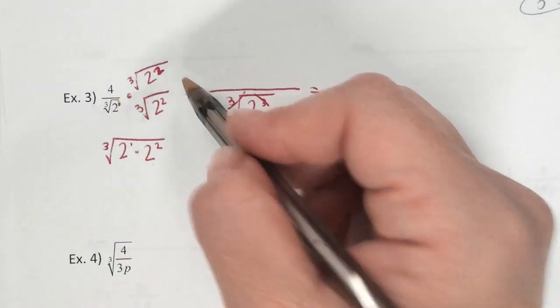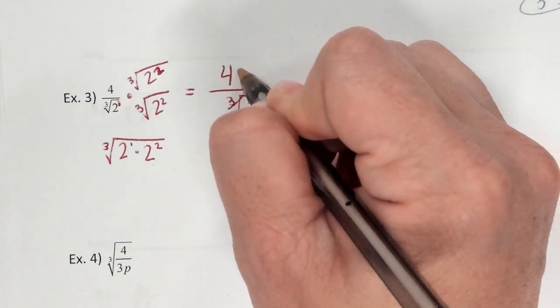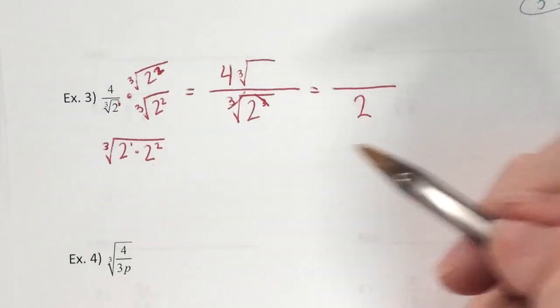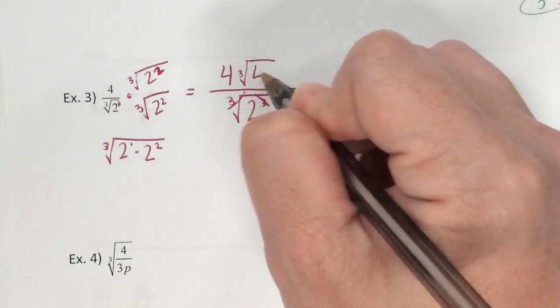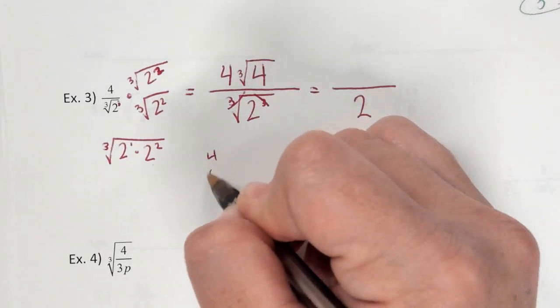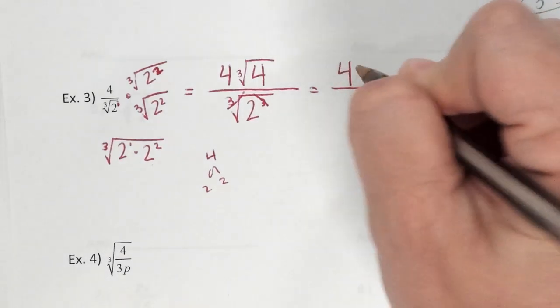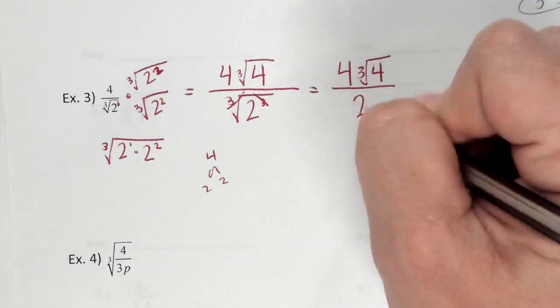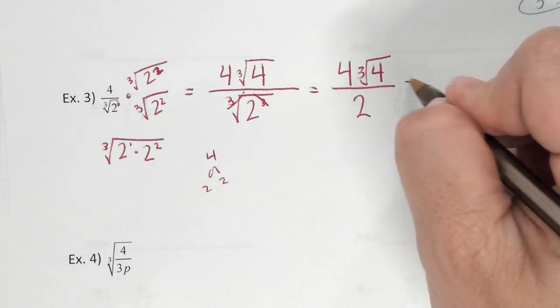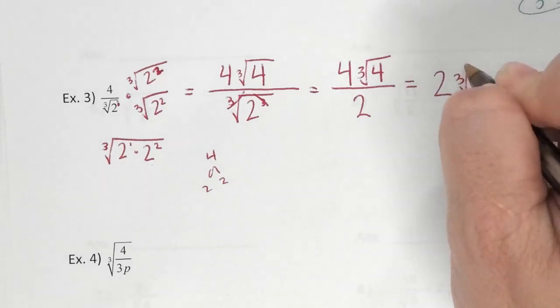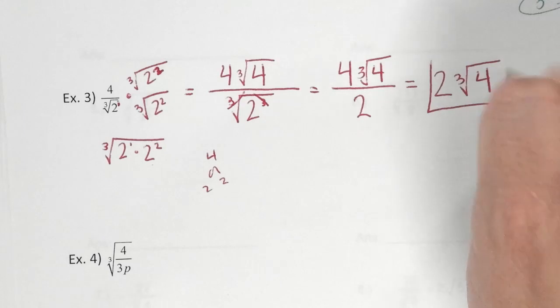So now we're going to simplify the numerator. I have 4 cube root of, what's 2 squared? 4. Now 4 doesn't break down because it's just 2 and 2, and this is a cube root. So it's just 4 cube root of 4. And what's 4 divided by 2? 2.